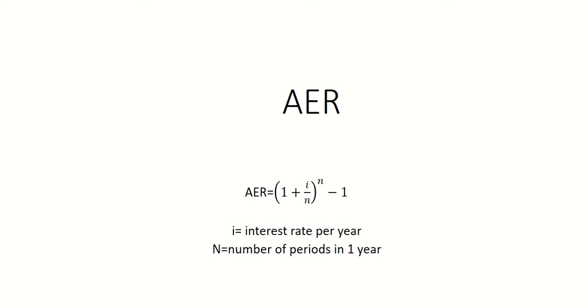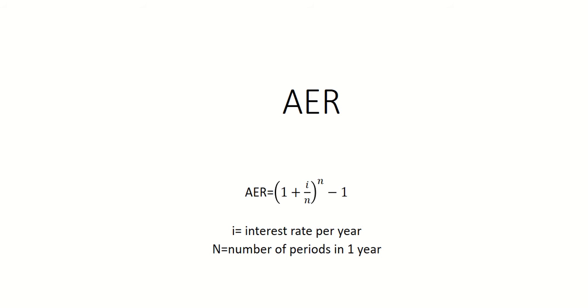So AER is annual equivalent rate. I is the interest rate per year. They can give you a monthly interest rate, so interest is calculated monthly. Then you will have to calculate the interest rate per year. So if they say interest is calculated monthly, then in order to work it out you times the monthly interest rate by 12. N is the number of periods in 1 year.